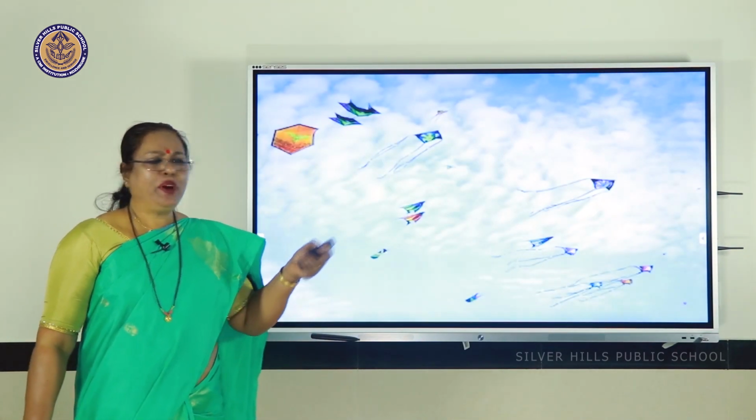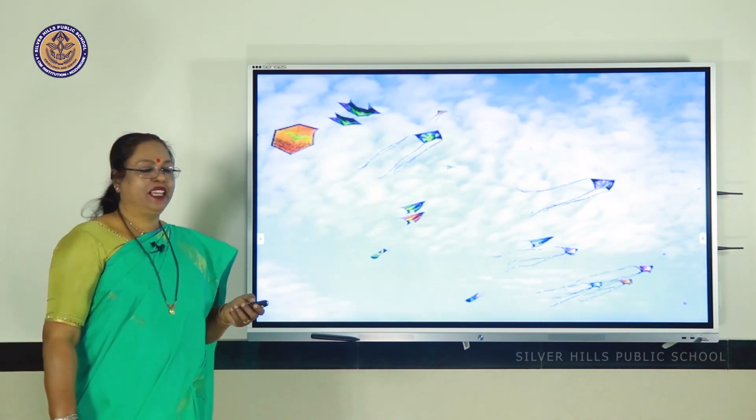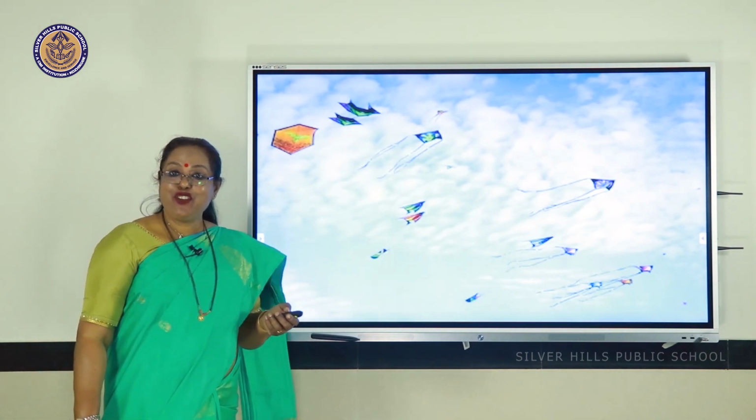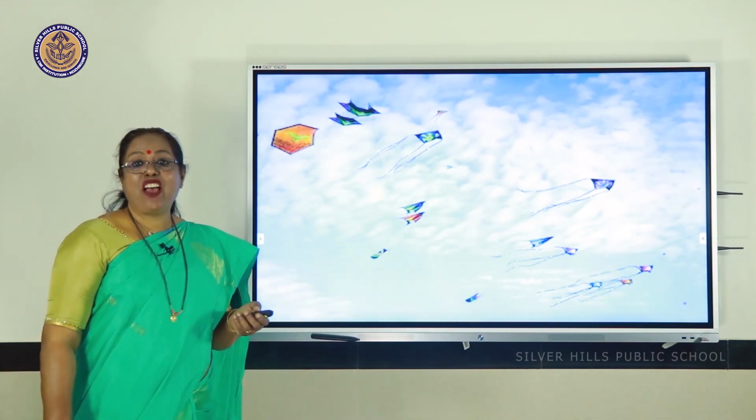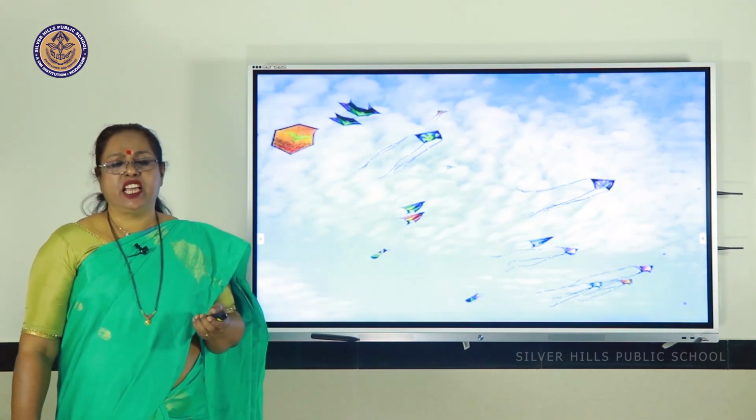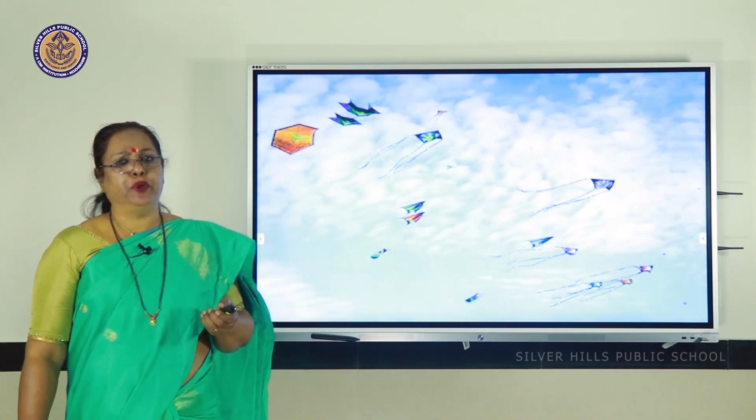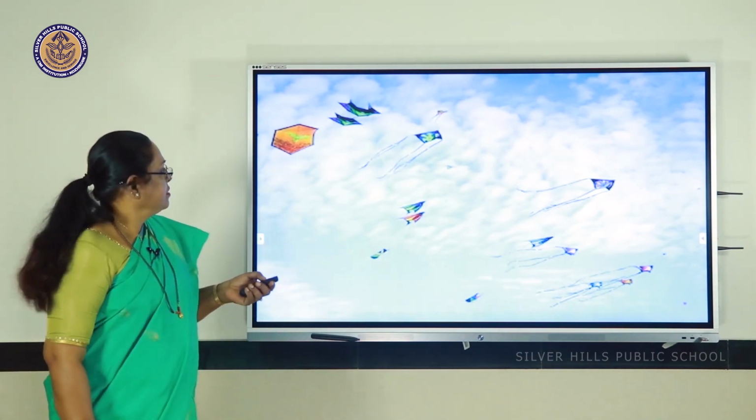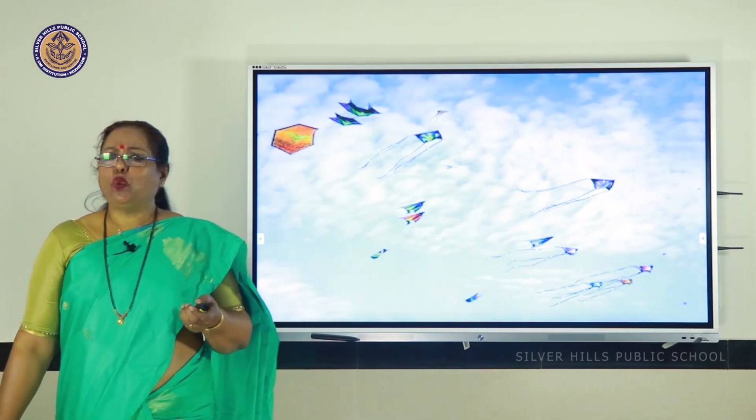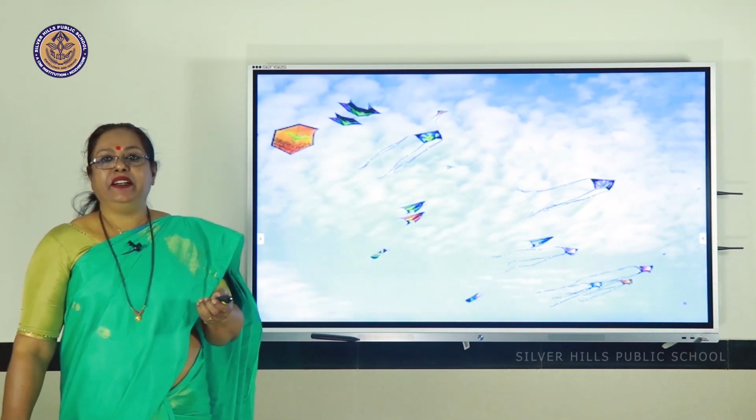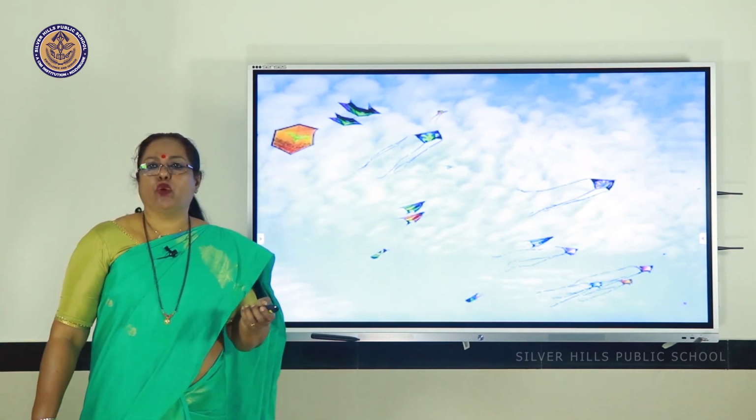Now children, what can you see in this picture? Can you see kites? Have you seen kites flying in the sky? Yes, I have seen children flying kites. They look so colorful and beautiful. Flying is always exciting, and we can see the world around.